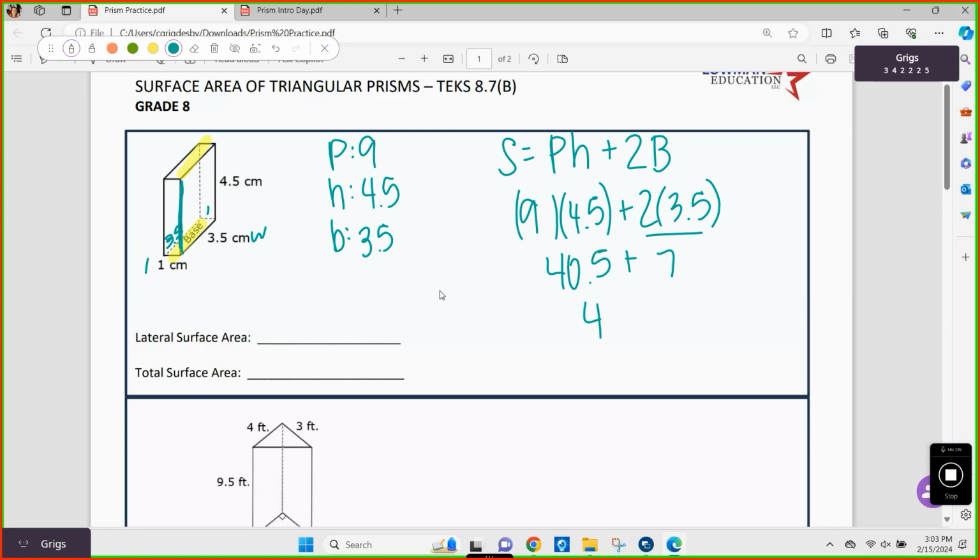So I'm going to end with a total surface area of 47.5 centimeters squared. And then if I take my highlighter, what formula is lateral surface area, Damien? S equals PH. So then I can highlight 9 times 4.5 and 40.5. There you go. So then my lateral surface area would be 40.5. All right, do your next one. 3 minutes. Go.